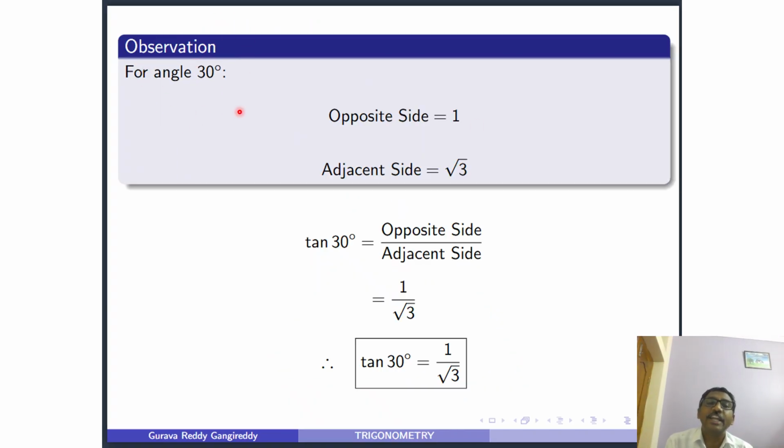Observation: for angle 30 degrees, opposite side is 1, adjacent side is root 3. Tan 30 degrees is equal to opposite side by adjacent side is equal to 1 by root 3. Therefore, tan 30 degrees is equal to 1 by root 3.